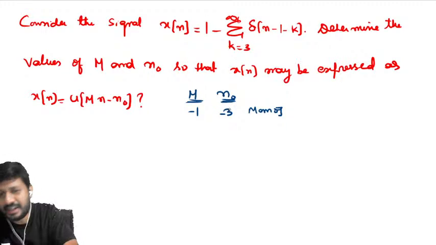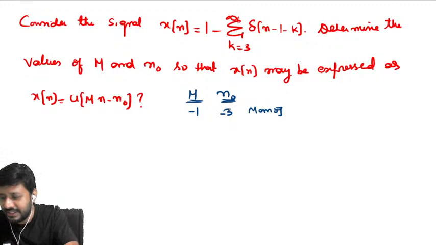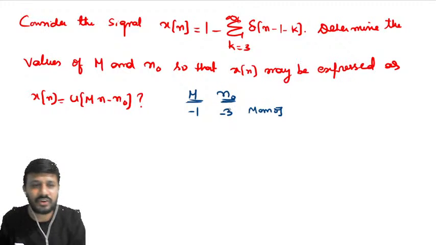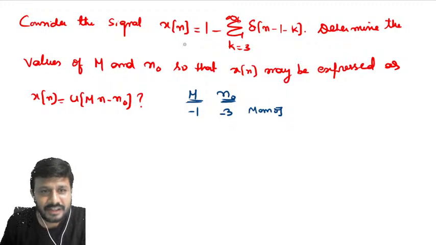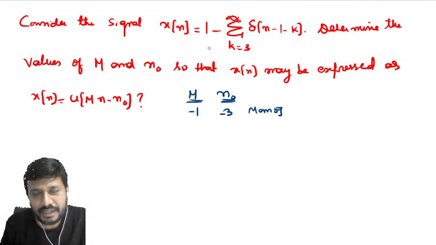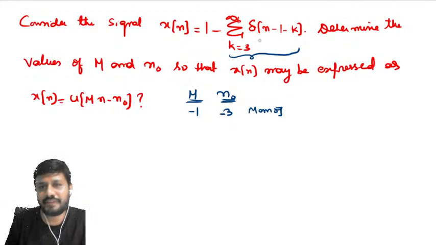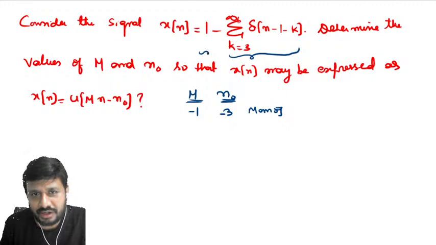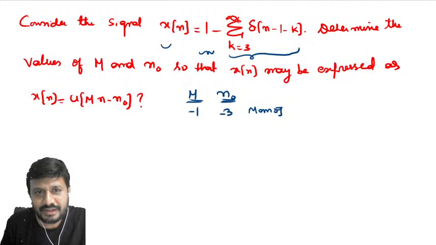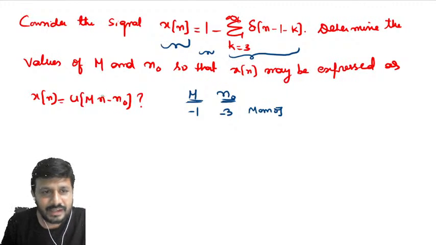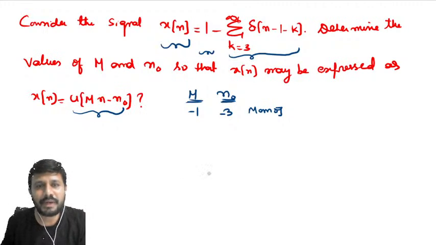Manoj, m is minus 1 and n naught is minus 3. Okay, let's verify. Try to understand the problem. x of n involves subtraction of two signals. A signal, summation k equal to 3 to infinity of del of n minus 1 minus k, is subtracted from the signal 1. After subtracting, we get a resulting signal, which is expressed in terms of unit steps. In that process, it asks us to calculate the values of m and n naught.